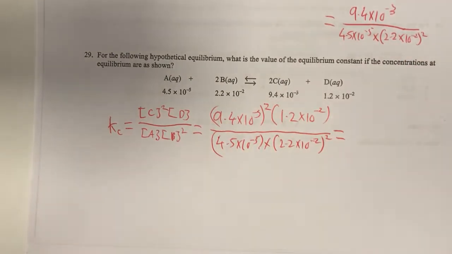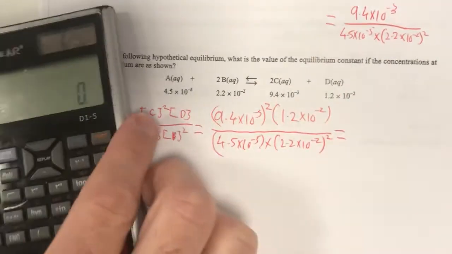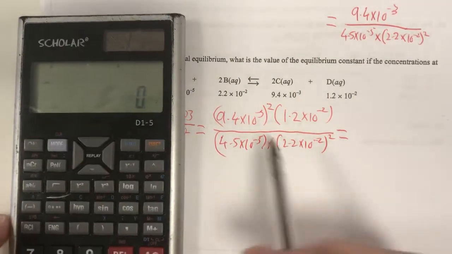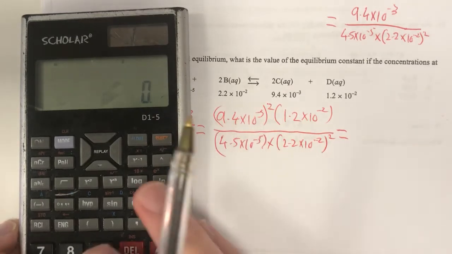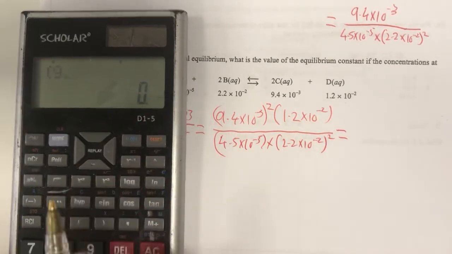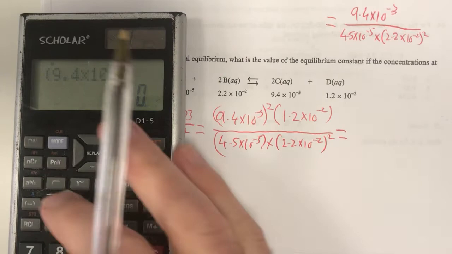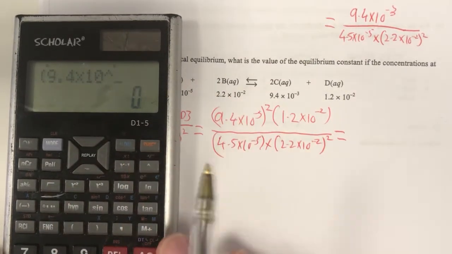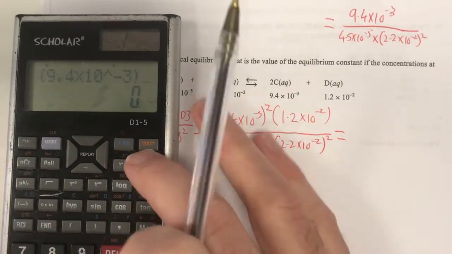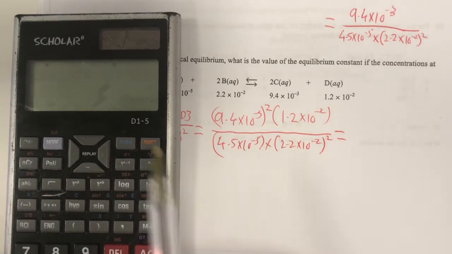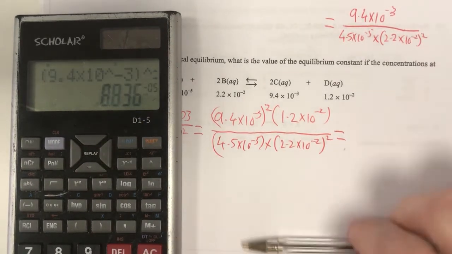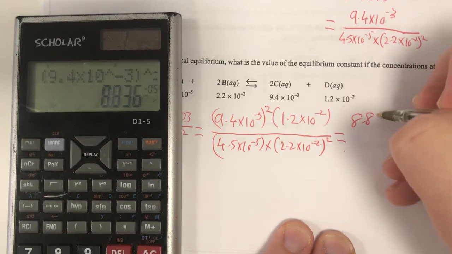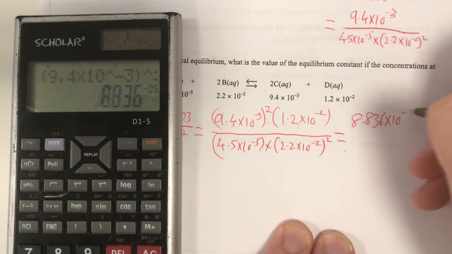This is going to be relatively hard to do on a scientific calculator, so I might break it down into 2 parts. What I'll do first of all is this one here. So bracket 9.4 times 10 to the power of, where's my power? Negative 3, bracket, to the power of 2. So I'll work out what that value is, and it's 8.836 times 10 to the power of negative 5.